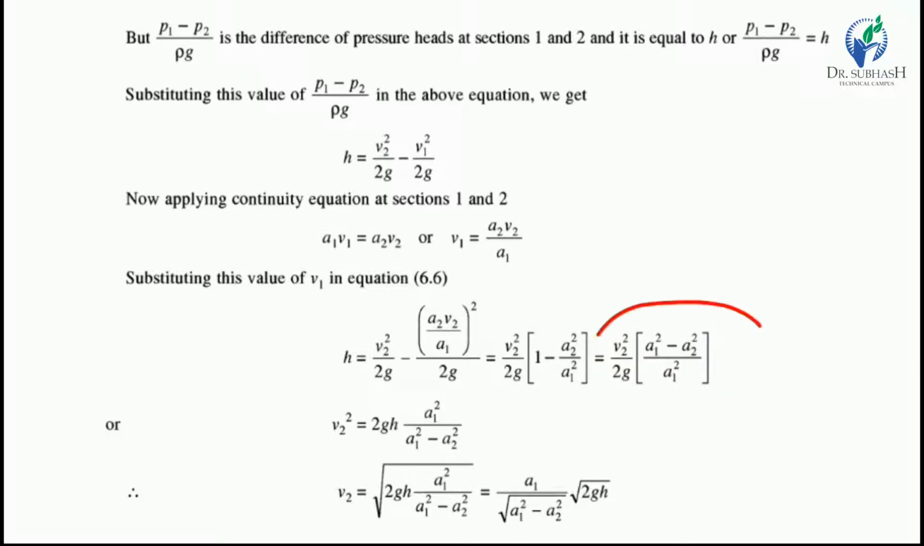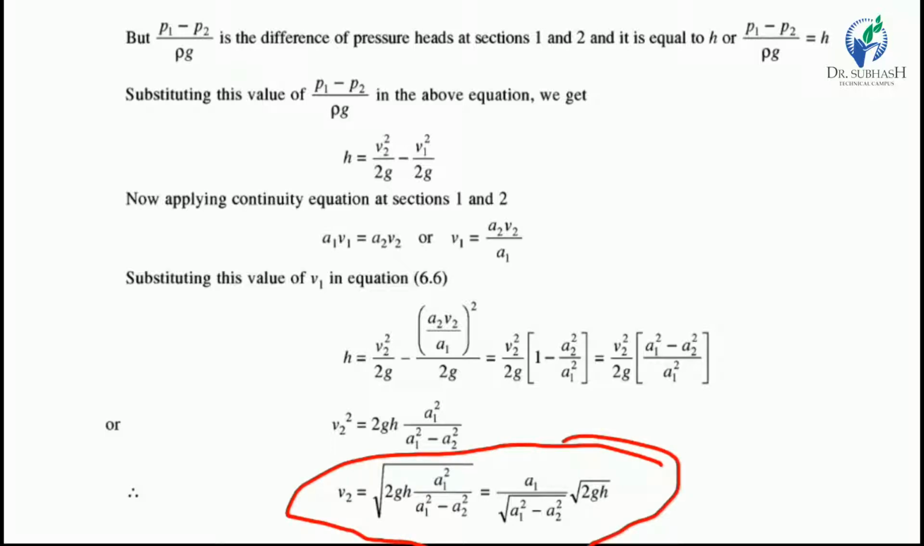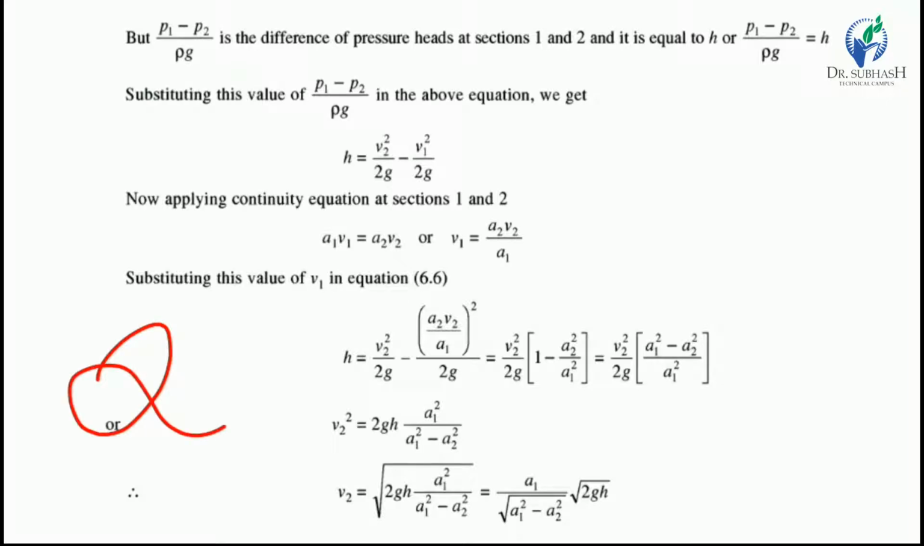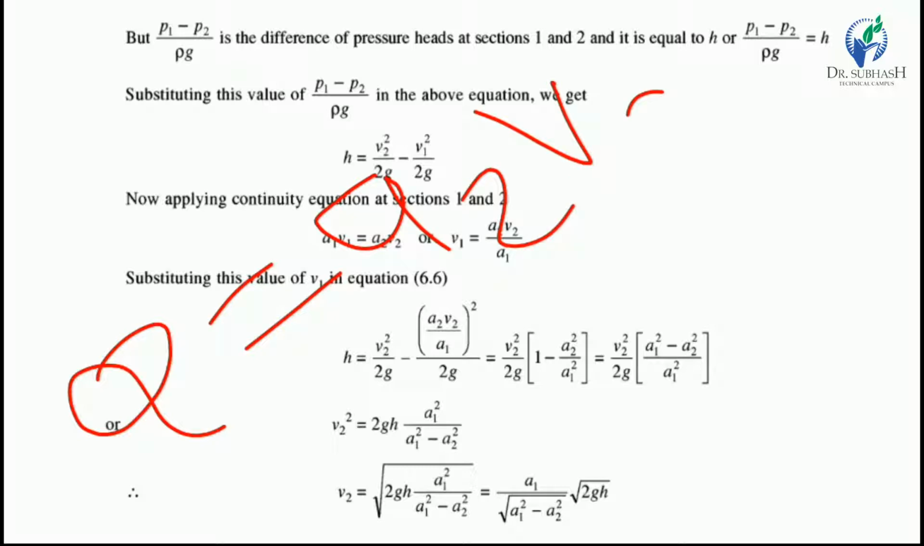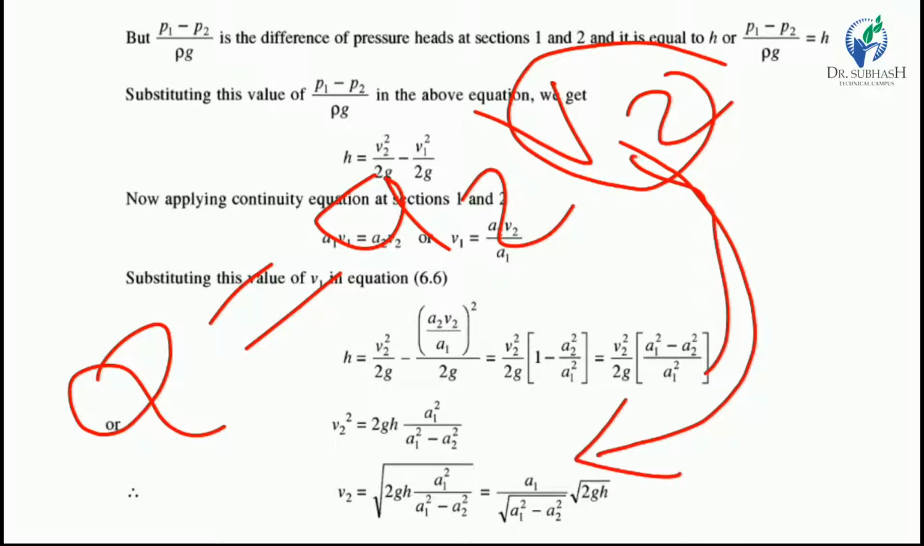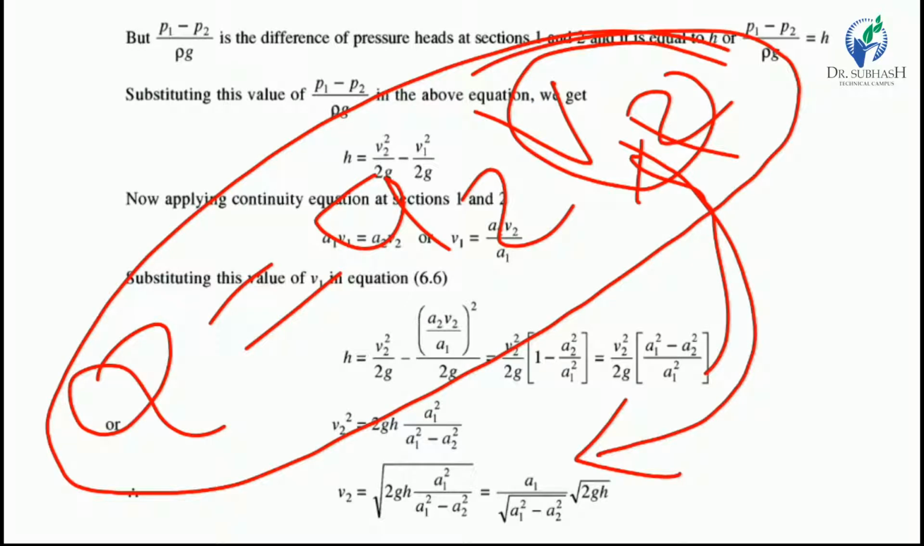Now we get the value of V2 from the equation of h. So V2 square is equal to 2gh A1 square upon A1 square minus A2 square. From both sides we can remove the square, so V2 is equal to under root of 2gh A1 square upon A1 square minus A2 square. This equation is the V2 value. Now we know that the discharge is equal to A2 V2 at section 2. So this V2 value is put into this equation, and then we find the discharge through the venturimeter.